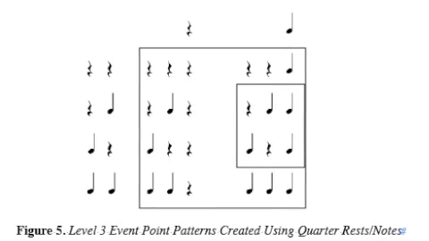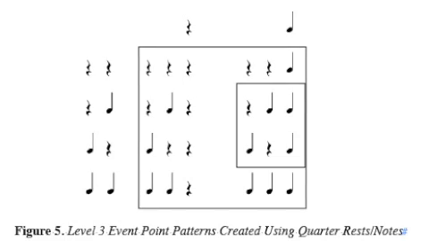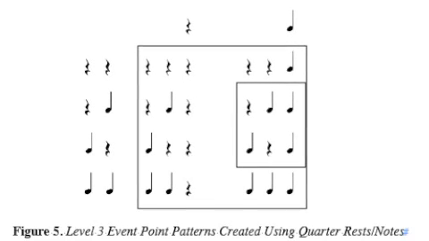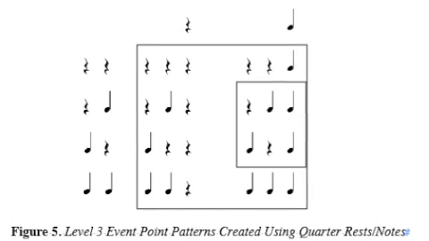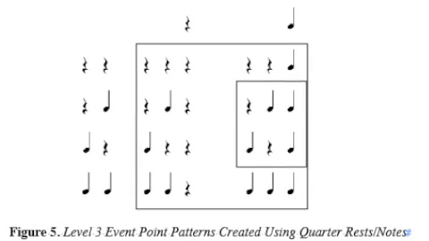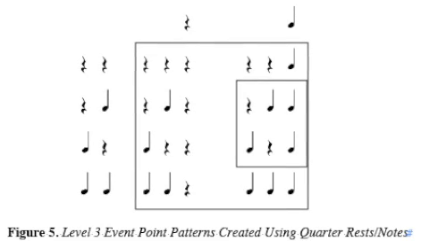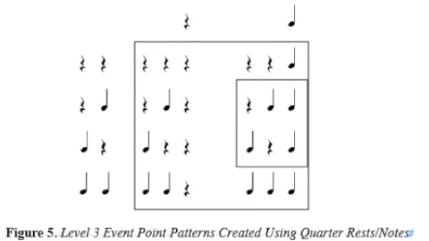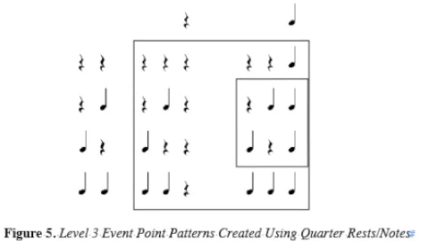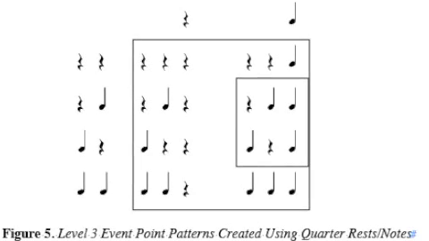We're looking at a combination table borrowed from the Elements of Rhythm Volume 1, where we take the event point patterns for level 2 and add a quarter rest and a quarter note to each pattern, to get the level 3 event point patterns. What we're going to do next is take a look at the patterns within the combination table grouped in the small box.